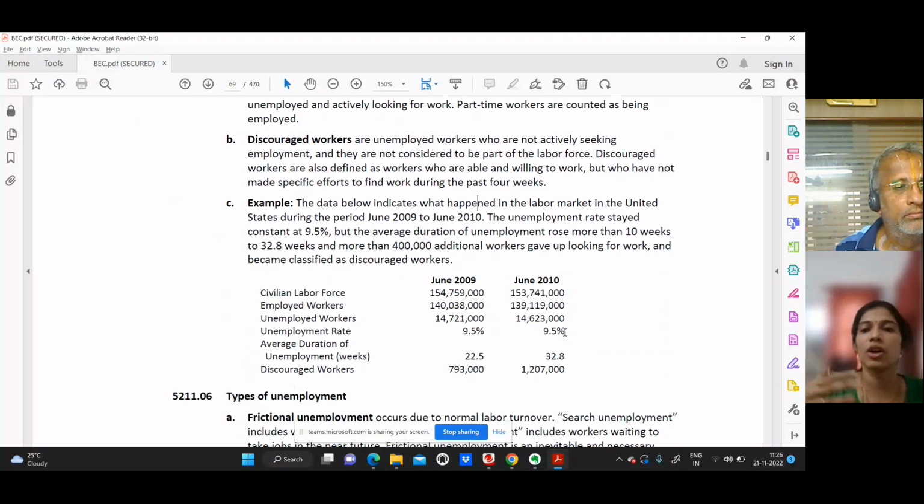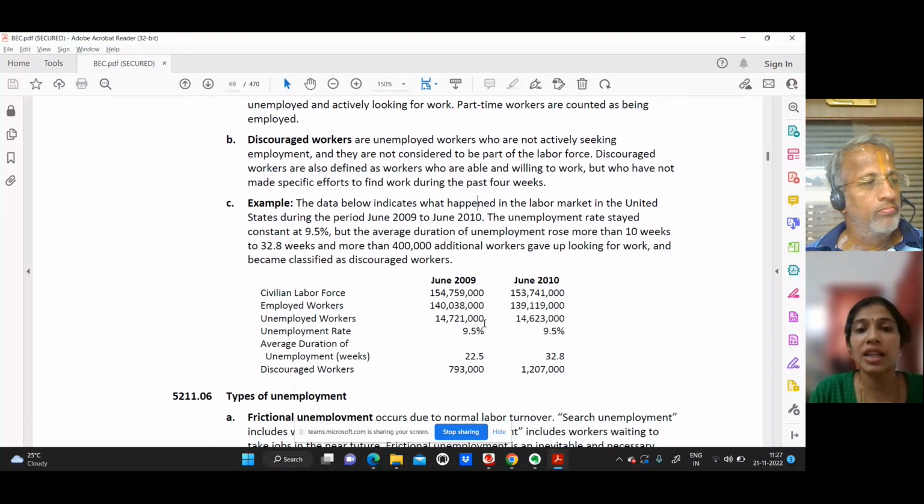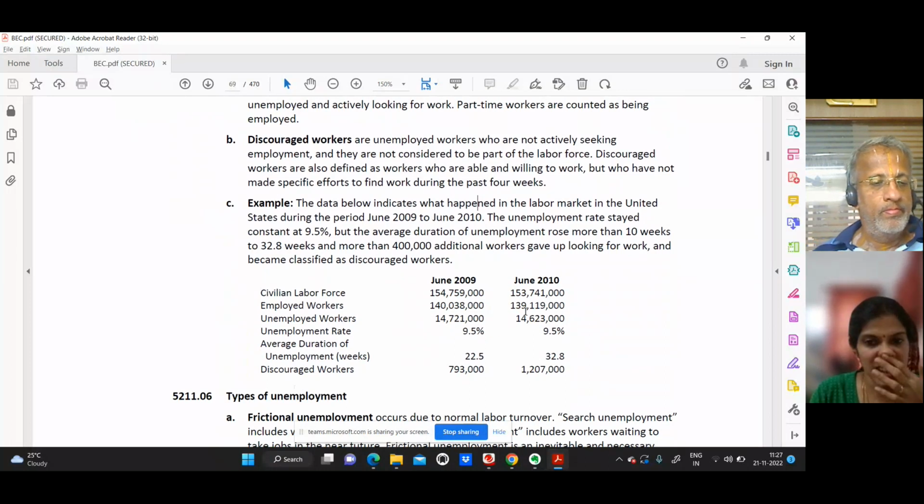That's why, when you are reading any concept in economics, it cannot be a standalone concept. It has to be a holistic approach. If you look at this, it's so misleading, isn't it? Your unemployment rate is the same, but the number of people actually employed is lower. And the unemployed workers went from 14 million 721 to 14 million 623. That has come down. And discouraged workers went from 793 to 12.